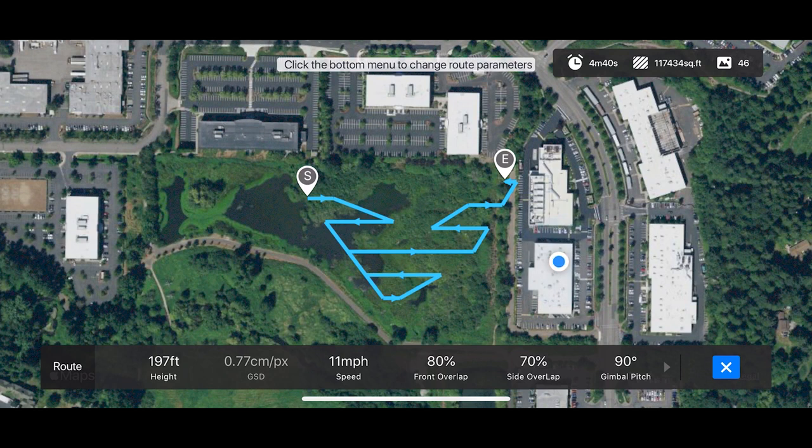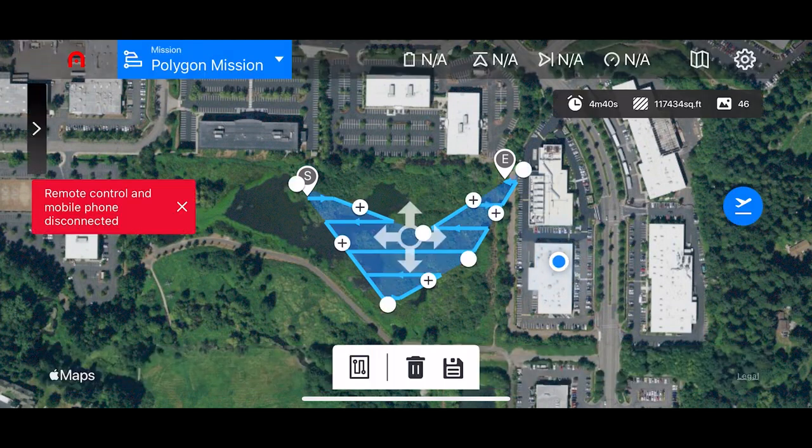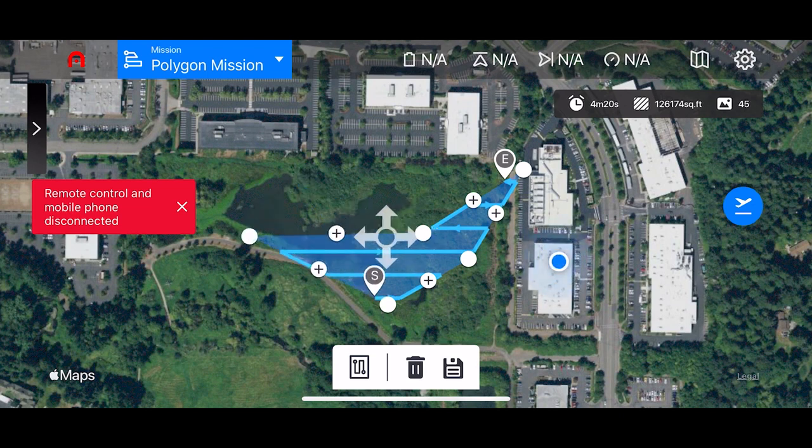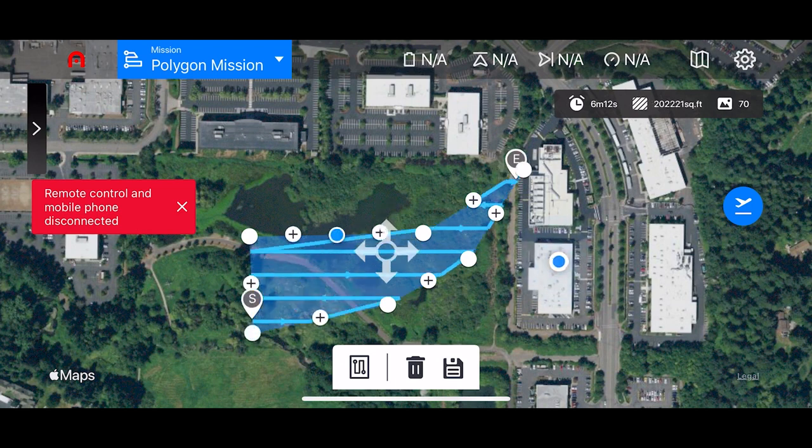Unlike the rectangular mission planner, the cross-hatching option is not available in the Polygon mission planner. Another difference in the Polygon mission planner is the ability to add points. As you can see, we have some plus symbols here. If we go ahead and tap on one, it will now become a blue dot. If you go ahead and pull on that blue dot, you can adjust your polygon accordingly.